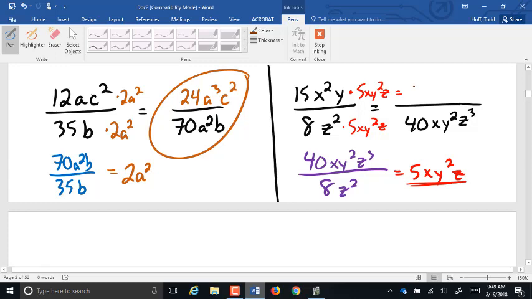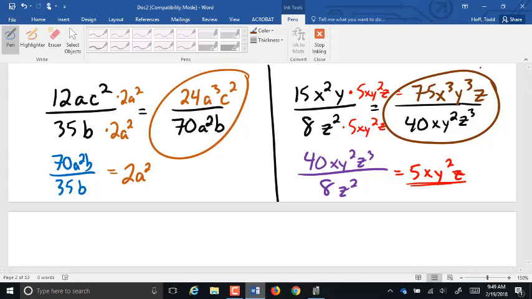15 times 5, 75. x squared times x, x to the third. y will be y times y squared, y to the third, and z stays the same. So 75x to the third, y to the third, z over 40 x y squared z to the third. Now, there are actually a couple other ways we could go about that process. Let's take a look at this one here.